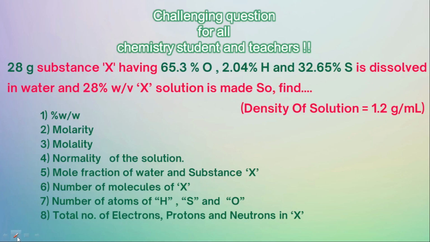Hello friends, let's solve this question. 28 gram substance X having 65.3% oxygen, 2.04% hydrogen and 32.65% sulfur is dissolved in water and 28% weight by volume X solution is made. So find percentage weight by weight, molarity, molality, normality of the solution, mole fraction of water and substance X, number of molecules of X, number of atoms of hydrogen, sulfur and oxygen, total number of electrons, protons and neutrons in X.